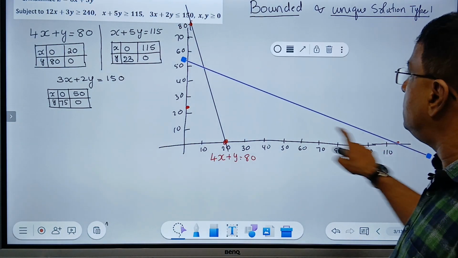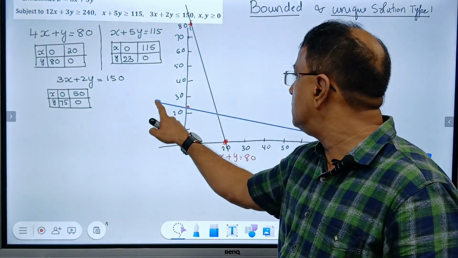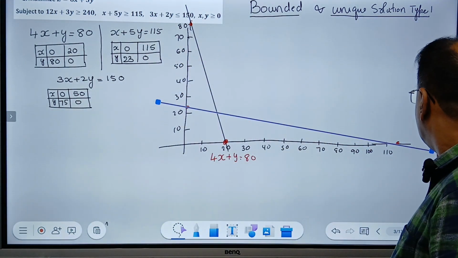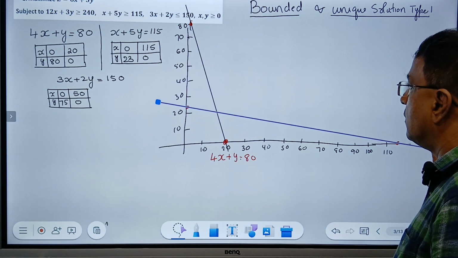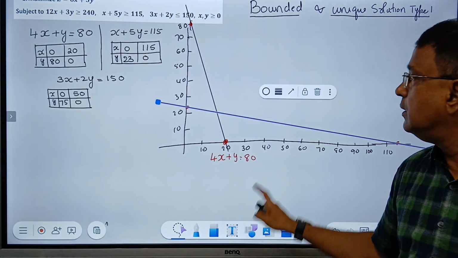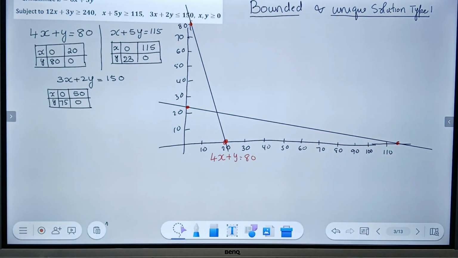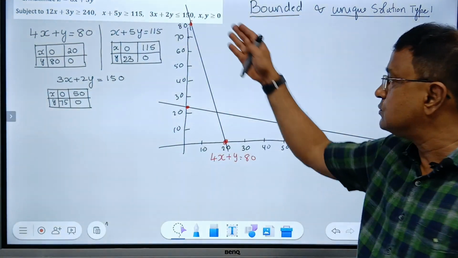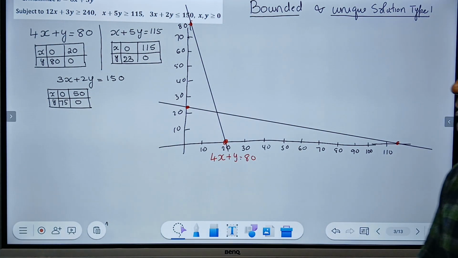It passes through this and through this. Perfect, isn't it? So I got it. Maybe I should have drawn an x-axis and y-axis also with that line. Anyway, from next problem we'll do it.